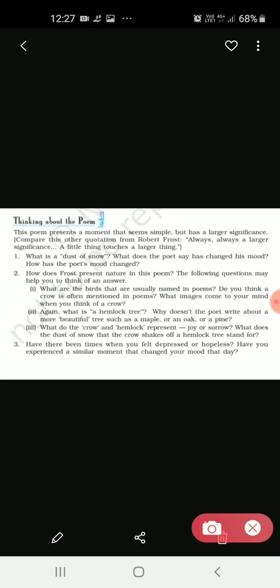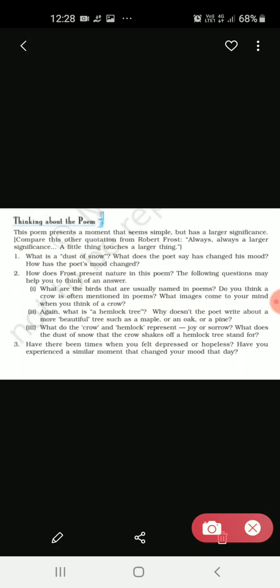Okay, next one. What do the crow and hemlock tree present? Joy or sorrow? What does the dust of snow that the crow shakes off a hemlock tree stand for? As it has been discussed already, both crow and hemlock tree represent sorrow. Frost has used both negative creatures, crow and hemlock tree, as the carriers of positivism and strength that has transformed his day for the better. By not using any other bird or any other tree, the poet has tried to break down all the preconceived notions and stereotypes. And thus, crow sitting and hemlock tree together make his day better.